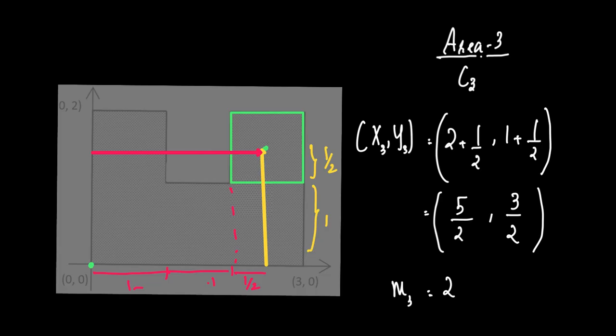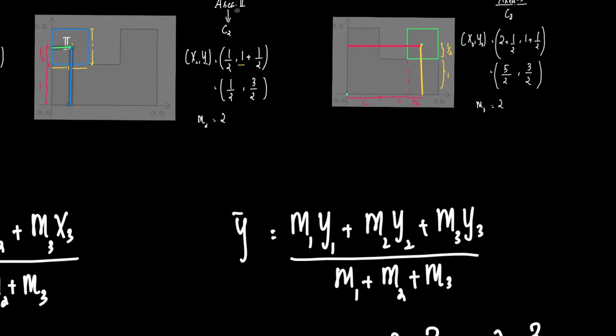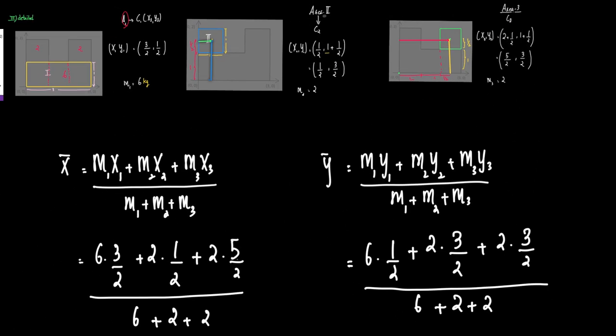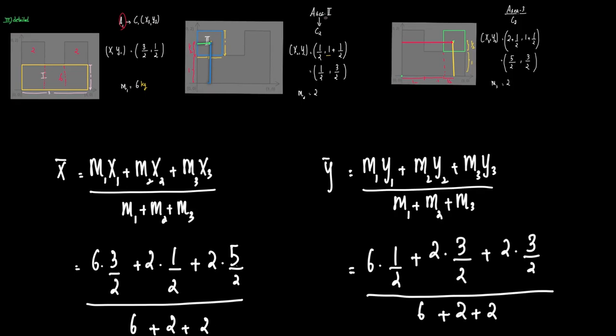Okay, right. So now we have calculated all the three coordinates, and then we know that the coordinates of the center of mass of the composite figure will be x bar and y bar, where x bar is given by m1 x1 plus m2 x2 plus m3 x3, y bar being given by m1 y1 plus m2 y2 plus m3 y3 by m1 plus m2 plus m3. Okay. Now what is m1? 6. So this becomes 6 into 3 by 2 plus m2 is 2, 2 into 1 by 2 plus 2 into 5 by 2.